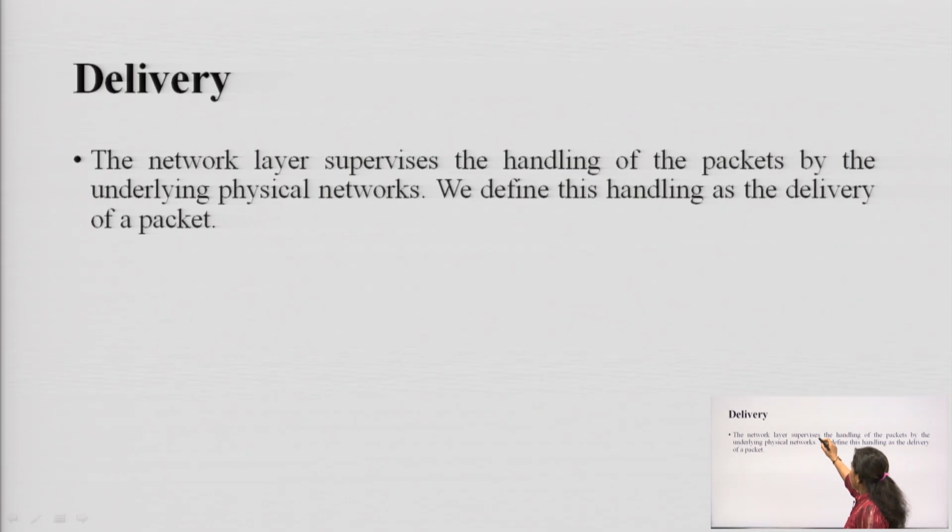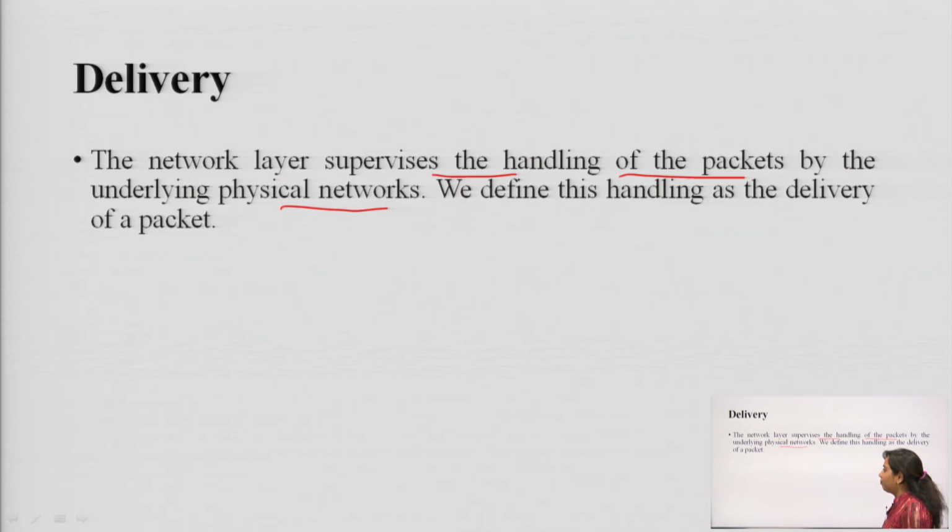The network layer supervises the handling of the packets by the underlying physical networks. We define this handling as the delivery of a packet. So, basically we are discussing the OSI model once again, and how the packets will be formed, how these packets will travel over the different layers of the OSI model. Once again I am going to summarize the different layers of the OSI model.